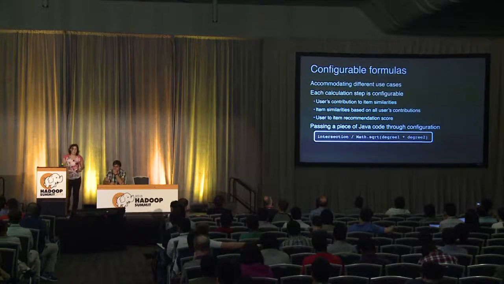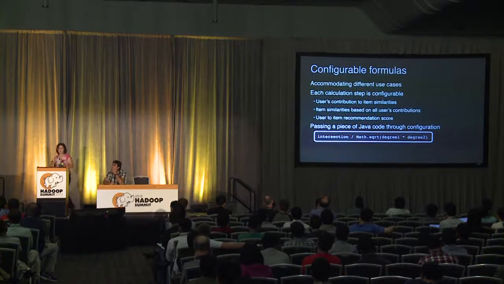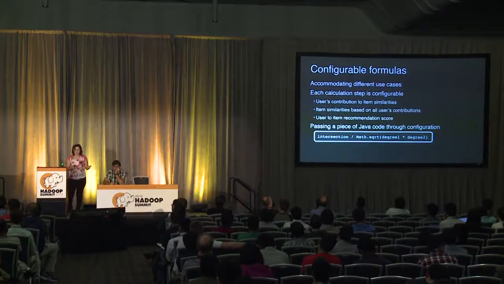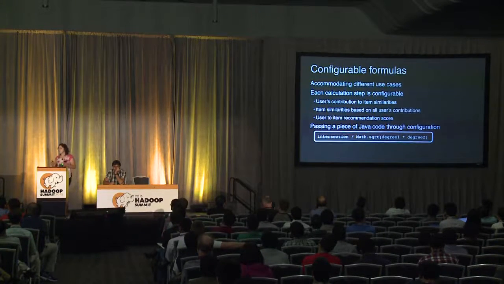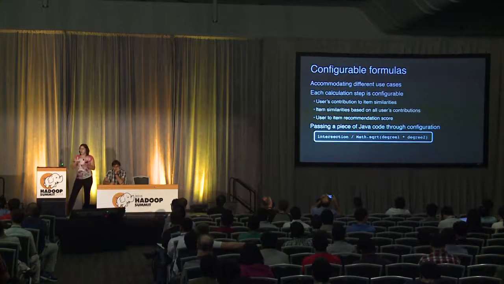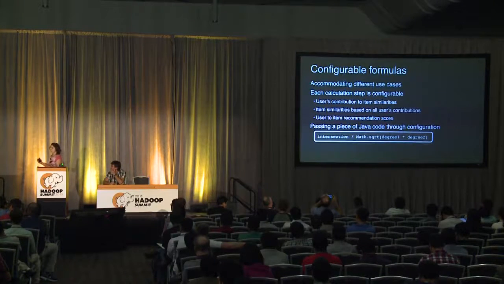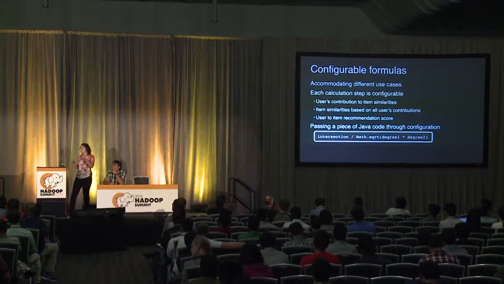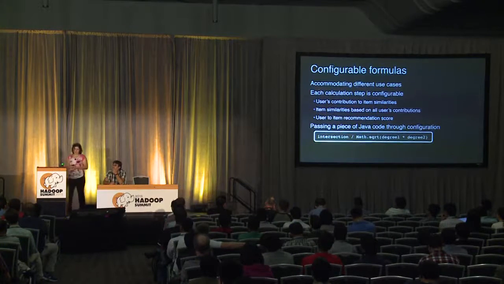Now, as you could notice on the previous 2 slides, in many stages of this algorithm, we can use different formulas to accommodate for different use cases. And we actually developed it in a way that it is easy to plug in new formulas. Parts of the formula that can be plugged in are how much a user is going to contribute to similarity of two items he rated. Then how the final item similarity is going to be calculated based on all user contributions and some global information about the items like item degree or some squared scores. And finally, how we want to calculate user-to-item recommendation score based on user-to-item ratings and item-to-item similarities.